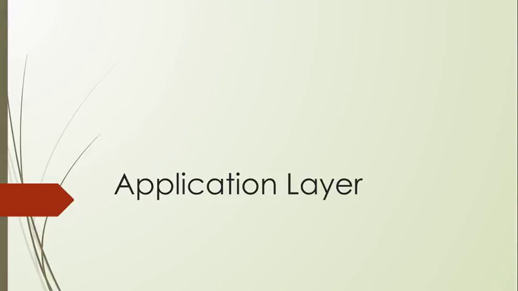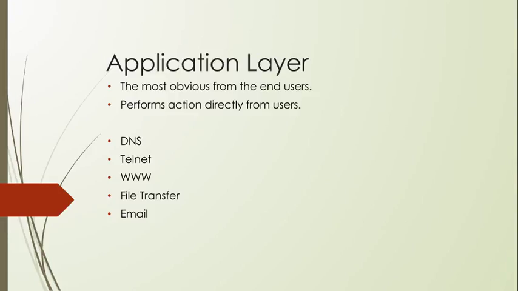So let's now move to the application layer. What is the application layer? It's the most obvious to the end users. It performs actions directly from the users. Some examples are the web browser. This is the most obvious because the end users can see a web browser. It performs actions directly from the users because we are typing our URL into the web browser. Then we scroll through the web pages that we see.